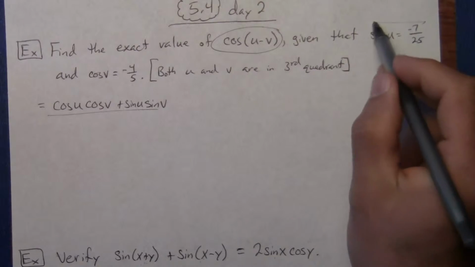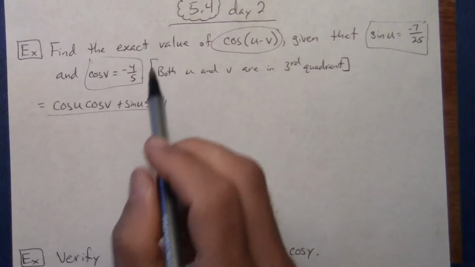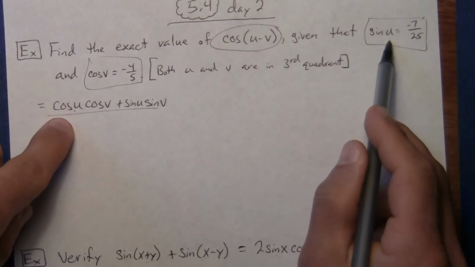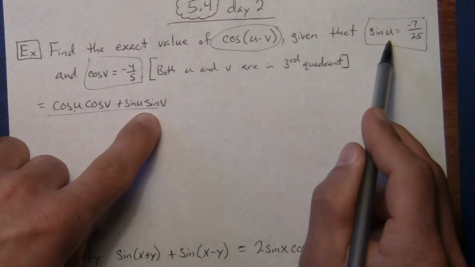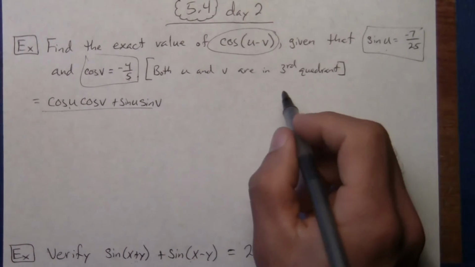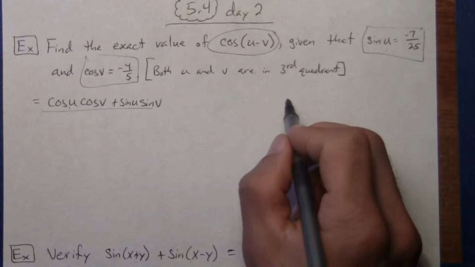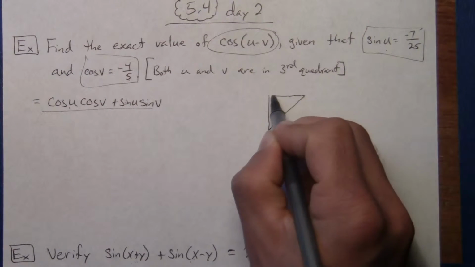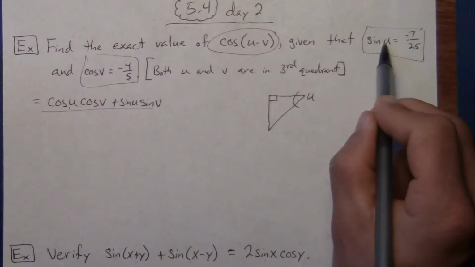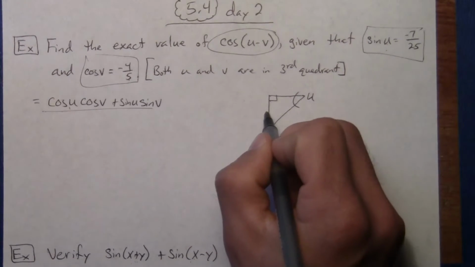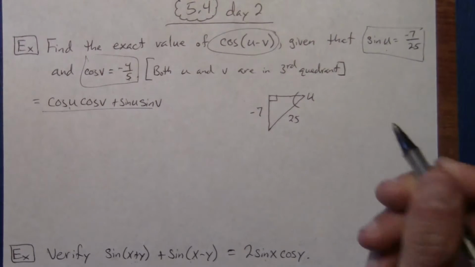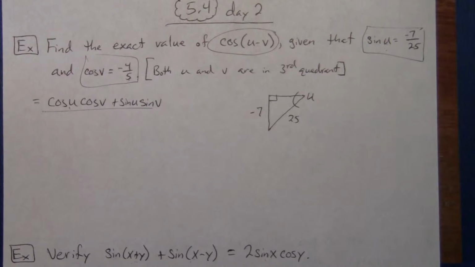The other thing I want to do is I want to draw right triangles for this, because although I do know what the cosine of v is, I don't know what the cosine of u is, and I don't know what the sine of v is. So there's some things that I don't know. So I'm going to draw myself a triangle to help figure that out. So remember, these are both in the third quadrant, so make it look like it's in the third quadrant. This is going to be angle u, and we said that the sine of u is negative 7/25. So 7/25, the hypotenuse can't be negative, so this must be negative, and of course it makes sense if you actually take a look at it.